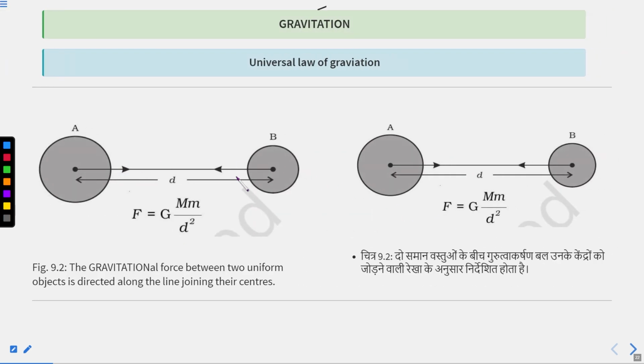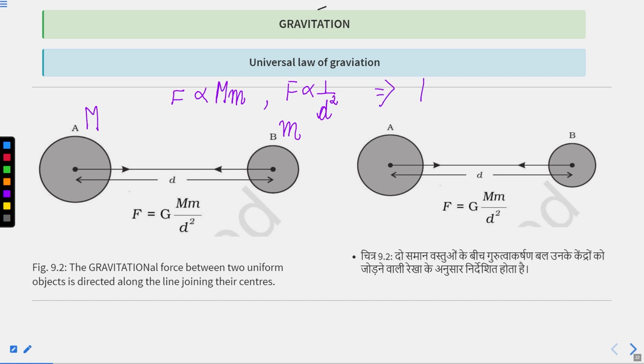This is the diagram. Two objects, one object is A, one object is B. Let's suppose A has mass capital M and B has mass small m. The distance between A and B is d. Then force is directly proportional to the product of their masses, and force is inversely proportional to the square of the distance between them.